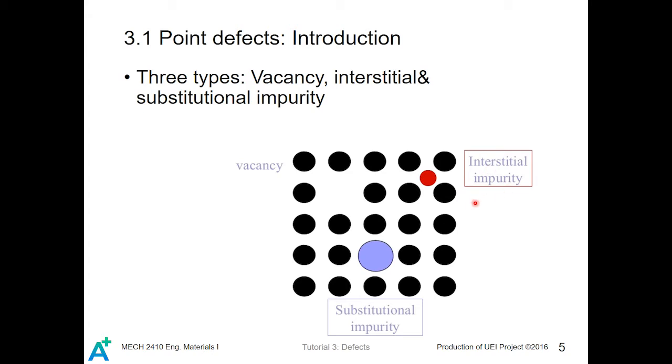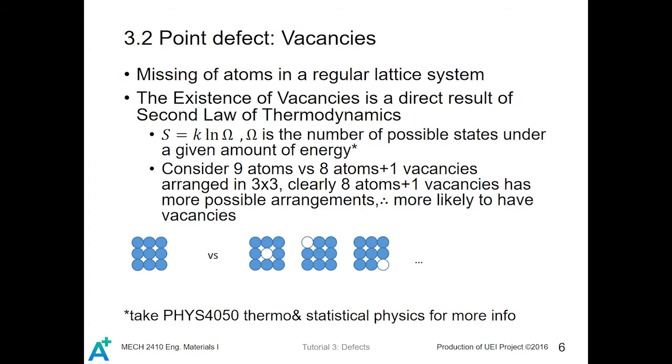Interstitial impurity represents the addition of other atoms in the spaces between the normal atoms. Substitutional impurity means that another atom substitutes for the original black atoms in this case. Vacancy is a missing atom in a regular lattice system. The existence of vacancies is a direct result of the second law of thermodynamics.